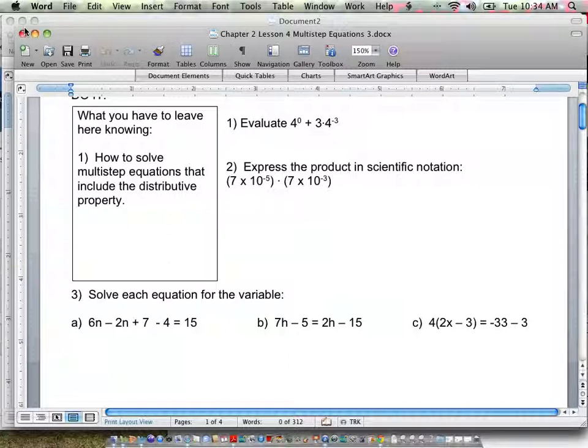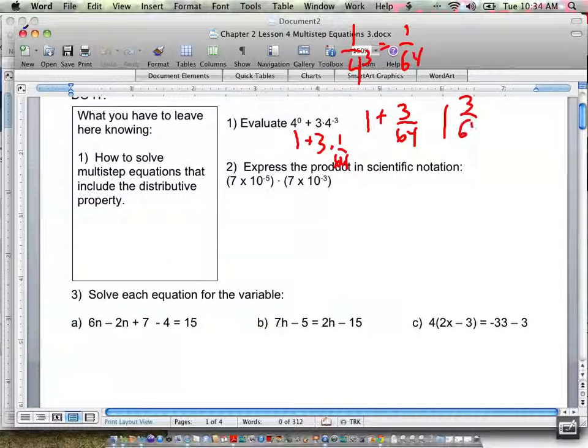Now, as far as question number 1 from the do-it goes, what's anything to the 0 power? 1. 1 plus 3 times a negative exponent. So that's 1 over 4 to the third, which is 1 over 64. So I've got to do 3 times 1 over 64. Well, that's 1 plus 3 over 64, because 3 times 1 is 3, which is better known as 1 and 3/64.